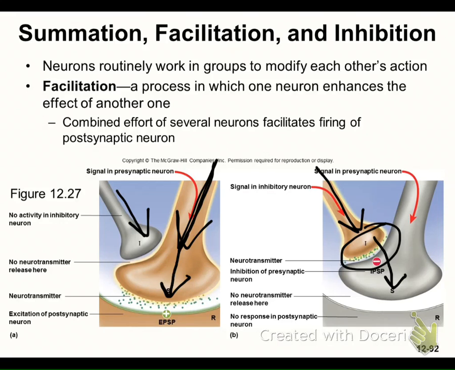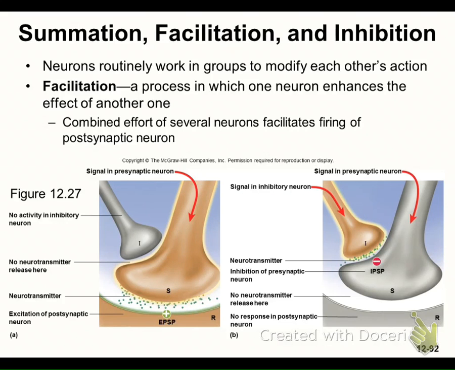Facilitator, what would you look for if this was truly facilitation? What would be different here? If this were facilitation, what would this neuron be releasing? Something that was excitatory, right? And would add to or facilitate or further increase the possibility of that signal firing. Here we see it's releasing, it says it's negative. It's an IPSP. So this would be a GABA-like neurotransmitter that is causing an inhibitory signal.